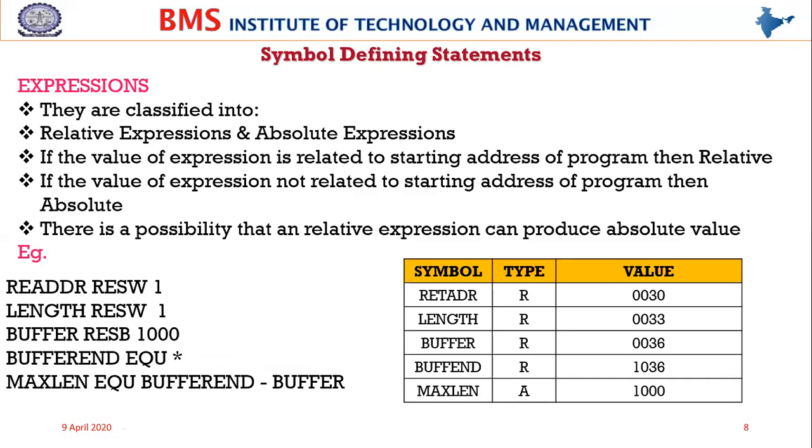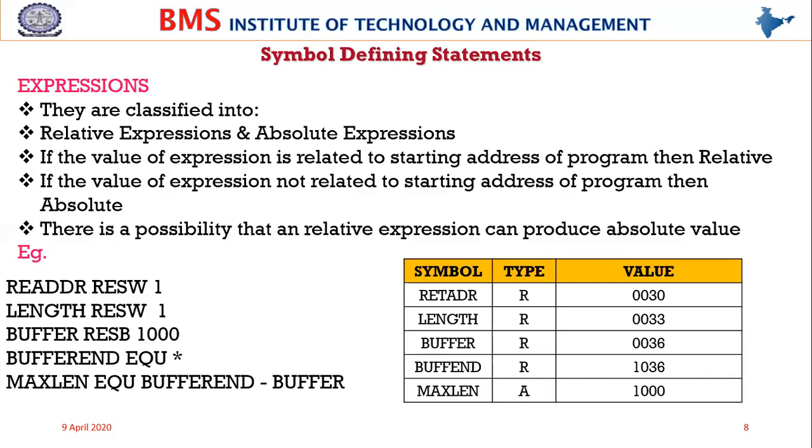Return address is allocated the address 0030. Length is allocated the address 0033 because they are just reserved words. Each word consumes 3 bytes. So if return address gets the address 0030, length will get the address 0033. Buffer will get the next address at 0036. And buffer is consuming 1000 bytes, so the next address after buffer will be 1036. And max length will be evaluated as buffer end minus buffer, so it will yield 1000 as a value.